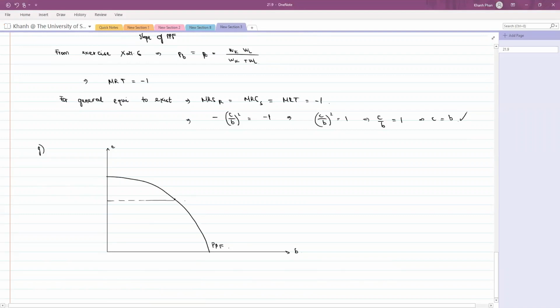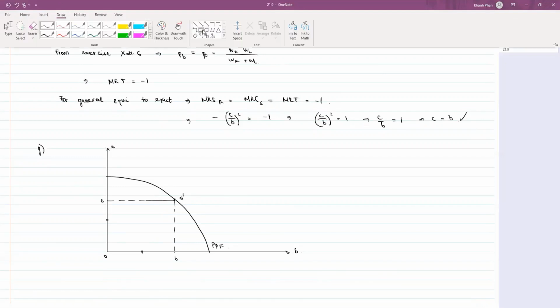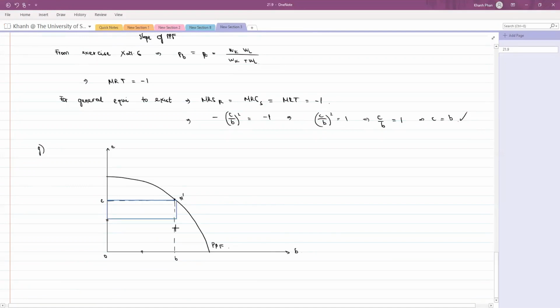So at this middle point of production, I would have the box such that this is the amount of C, this is the amount of B, this is 0. So B is going to be equal to C in this case. So this is the point H dash. My Edgeworth box is going to be represented by this, and this box is basically a square, where the value of B is equal to the value of C.